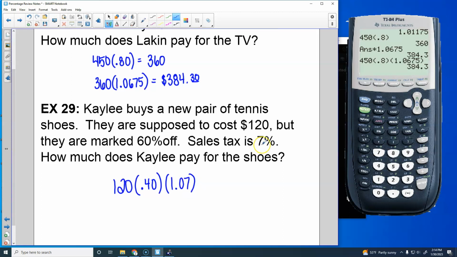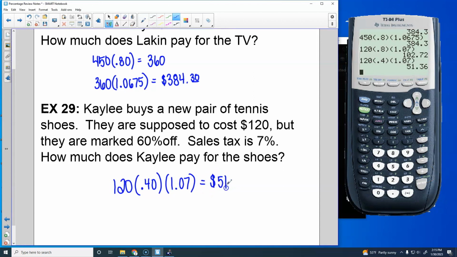Okay? Because 7% is 0.07, and then you have to add the 1 to it that covers the 100% that you're doing here. So if we do 120 times 0.8 times 1.07... Why did I do 0.8? It's supposed to be 0.4. Let's try again. 51.36.